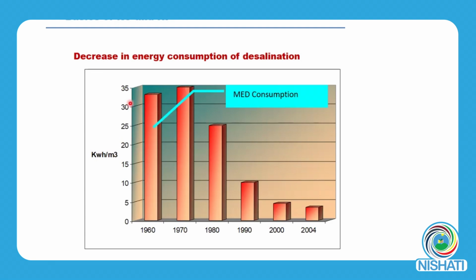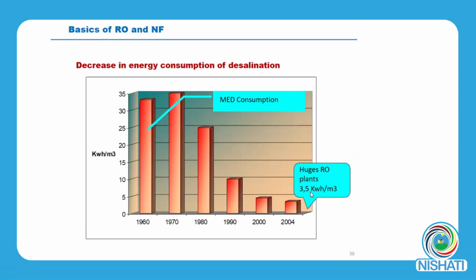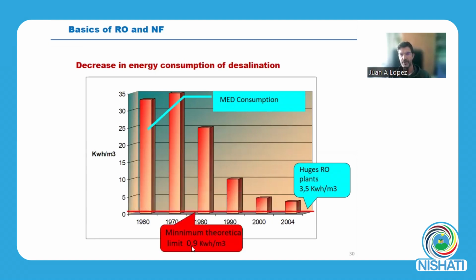First desalination reverse osmosis membranes in the 70s needed about 35 kilowatts hour per cubic meter. But the membrane industry was producing better and more efficient membranes along the time. Nowadays, the huge reverse osmosis plants for seawater are about 3.5 kilowatts hour per cubic meter. So one order of magnitude in just 30, 40 years. So the energy consumption has reduced dramatically.